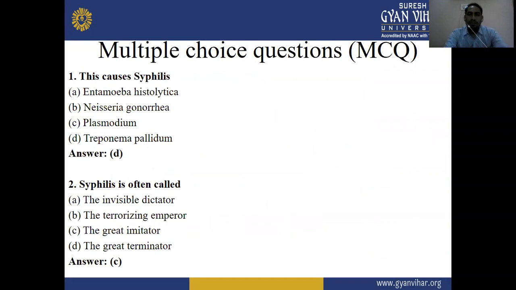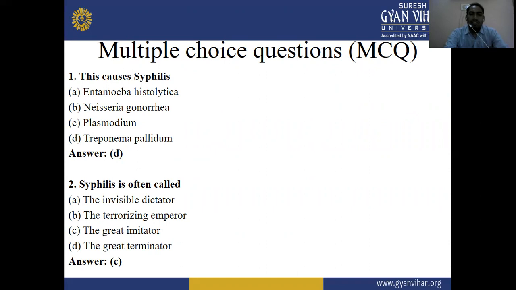Next one, multiple choice questions. First of all, this was syphilis. Option A, Entamoeba histolytica. Option B, Neisseria gonorrhoeae. Option C, Plasmodium. Option D, Treponema pallidum. The right answer is D. Syphilis is caused by Treponema pallidum.